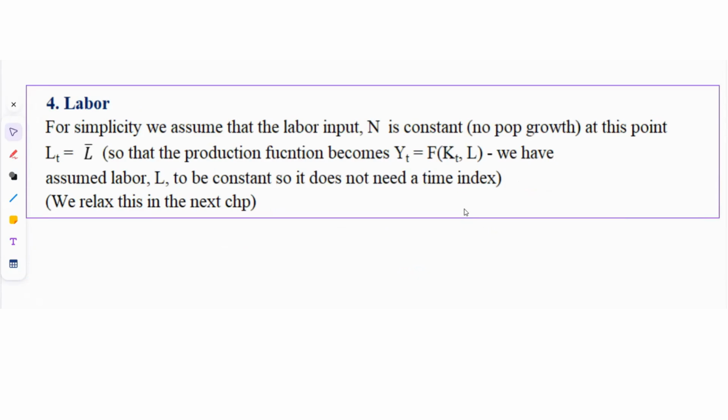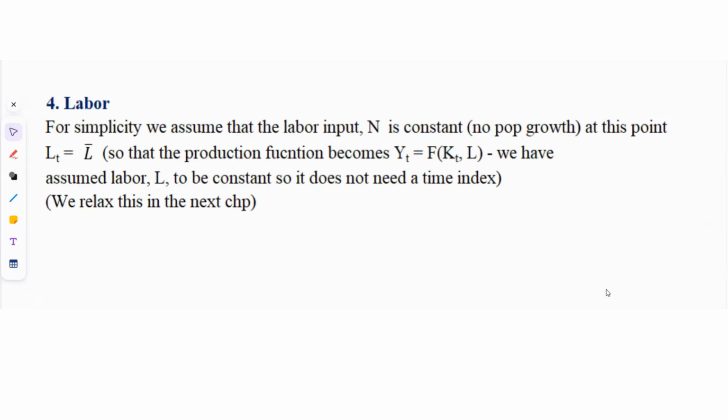So then our production function with time subscripts is Y_t is equal to F(K_t, L bar). Here we do not have a time index with L because we're assuming that L is constant, L_t is just equal to L bar. So because we're assuming L is constant, we don't need a time index with it when we're writing our production function with time indexes. So for now, we're assuming that labor is constant when we're looking at the Solow model without population growth, but we'll relax this assumption later when we look at the Solow model with population growth.